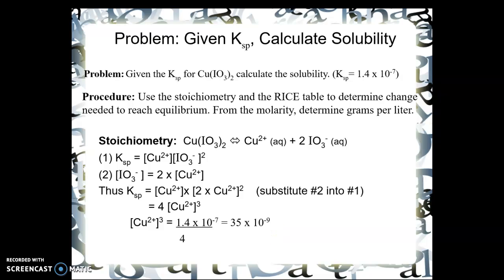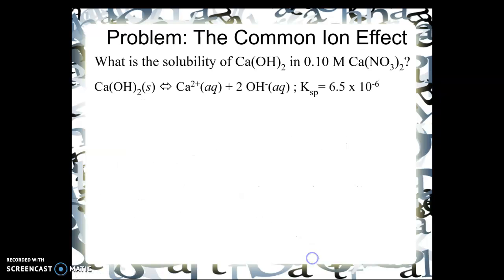We get 4 times the copper ion cubed is equal to the Ksp. We know the Ksp, 1.4 times 10 to the negative 7th. And so we divide by the 4, and we get the cube of the copper, 35 times 10 to the negative 9th, which means the copper concentration is 3.3 times 10 to the negative 3rd, and the iodate is twice that.